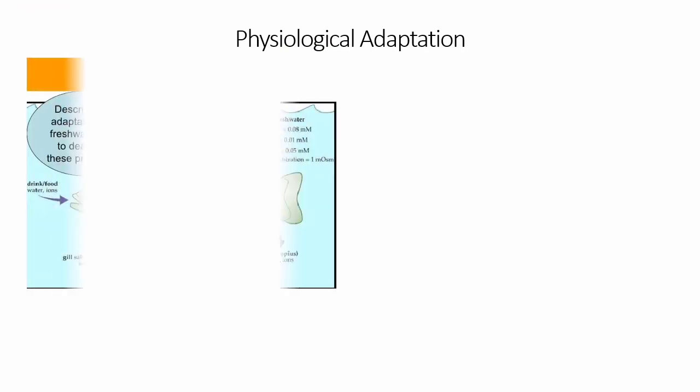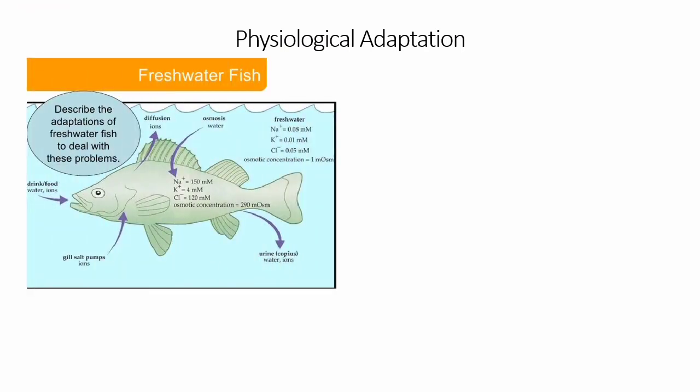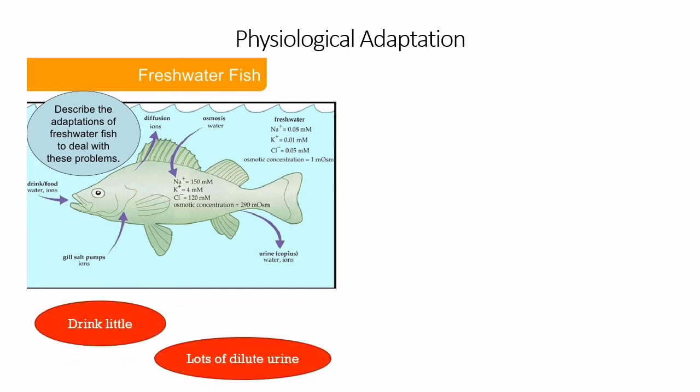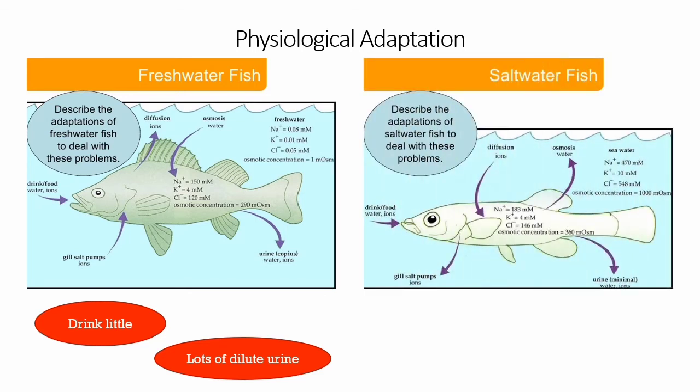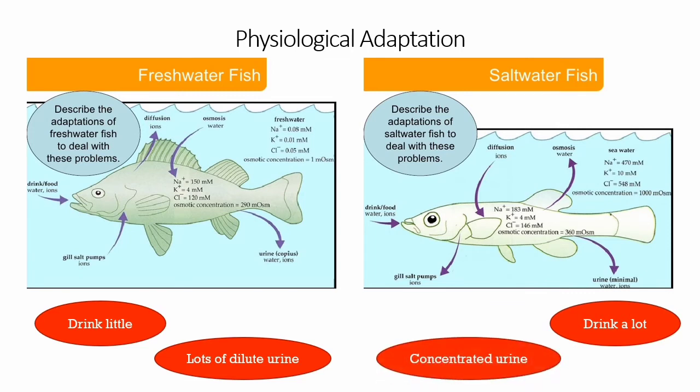Physiological adaptations in freshwater fish are drink little and excrete lot of dilute urine, while adaptations in saltwater fish are drink a lot and excrete concentrated urine.